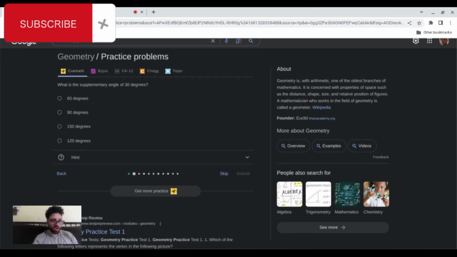So, next question states, what is the supplementary angle of 30 degrees? Is it 60 degrees, 90 degrees, 150 degrees, or 120 degrees? Now, in order to answer this question properly, let me first go over what complementary and supplementary angles are.